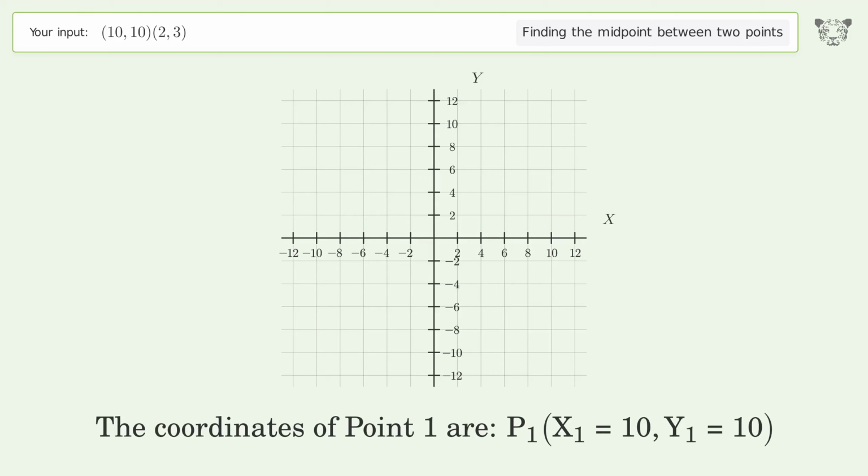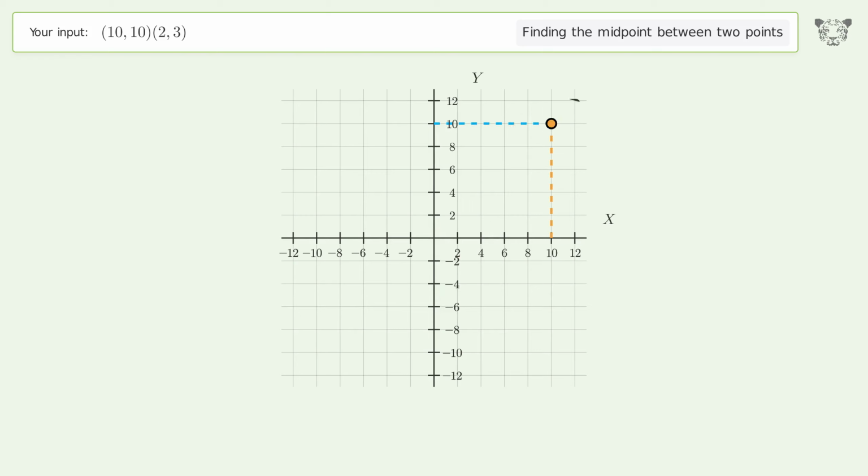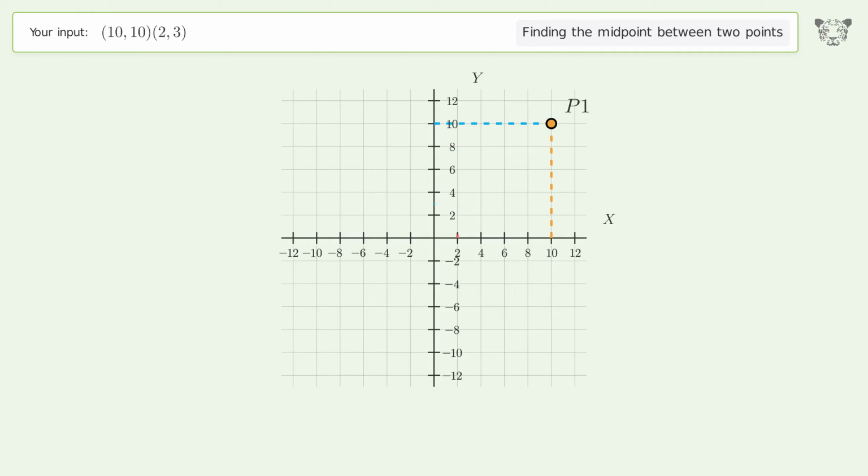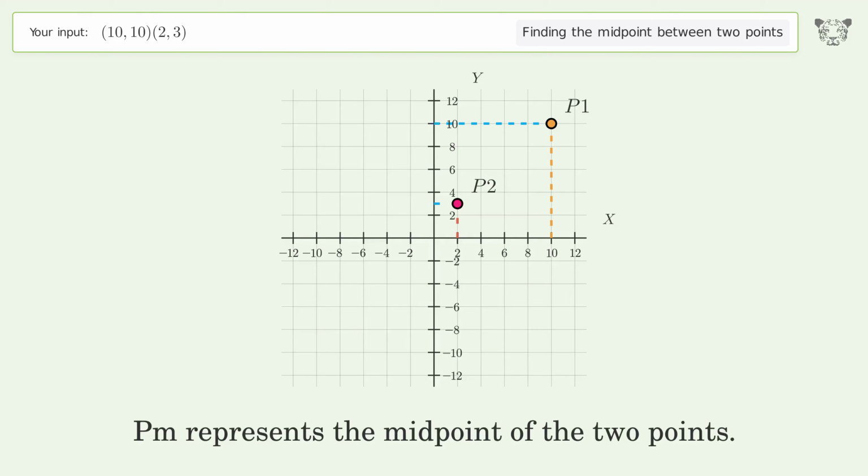The coordinates of point 1 are, x1 equals 10, y1 equals 10. The coordinates of point 2 are, x2 equals 2, y2 equals 3. PM represents the midpoint of the 2 points.